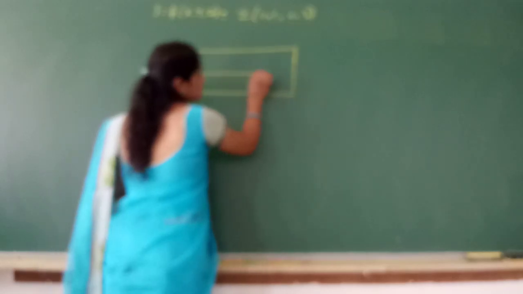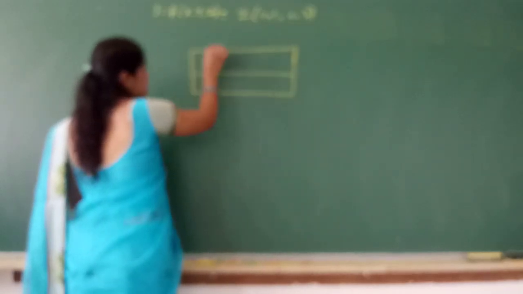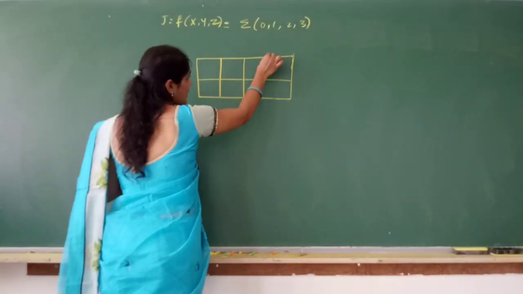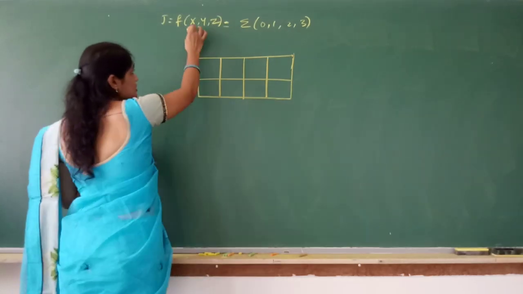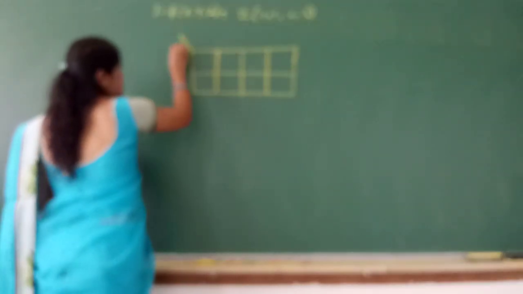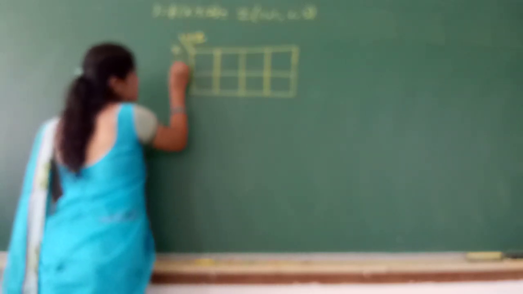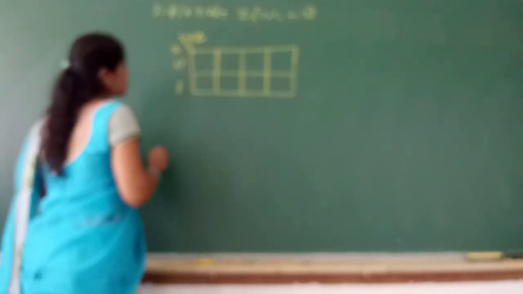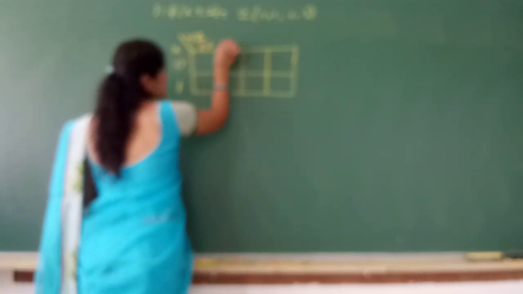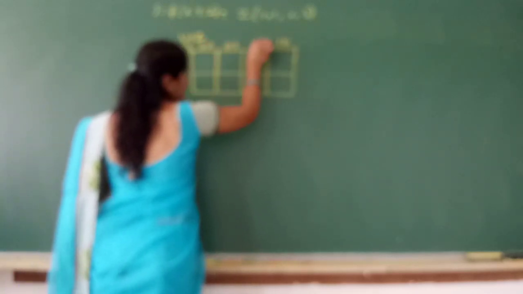So now, 3 variable means I should have 8 cells in a K-map. So I have written 8 cells. The inputs are x, y, z. Here I have got only one variable, so it is 0, 1. YZ is 0 0, 0 1, 1 1, 1 0.